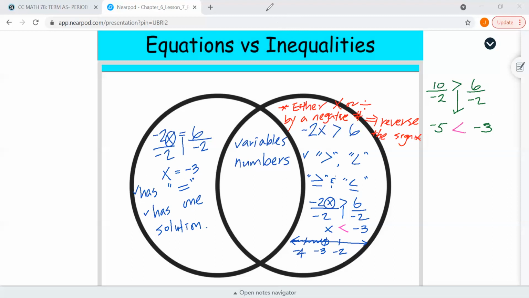Okay, all right, so let's take a look at what happens if we multiply by a negative number. Let's say we have 3 is greater than 2. Now we multiply by a negative number. So let's multiply by negative 4 on each side. That gives you negative 12, and that gives you negative 8. So again, negative 8 is greater than negative 12. So you need to switch. You need to reverse the sign here to make the statement true.